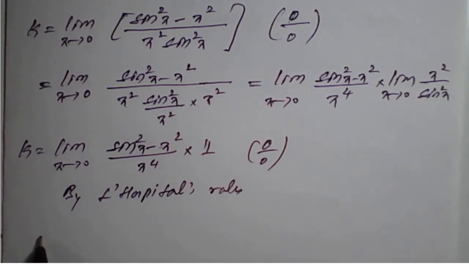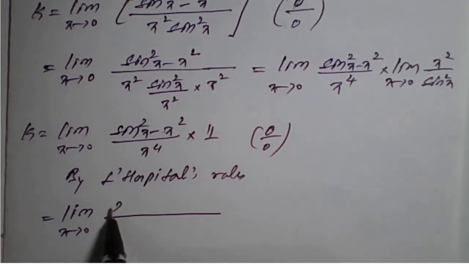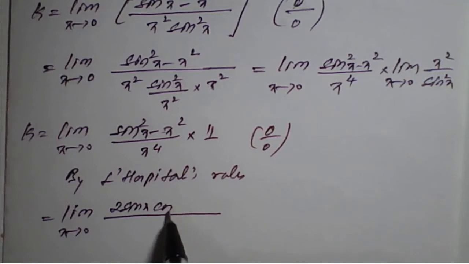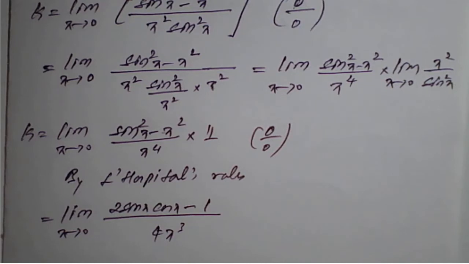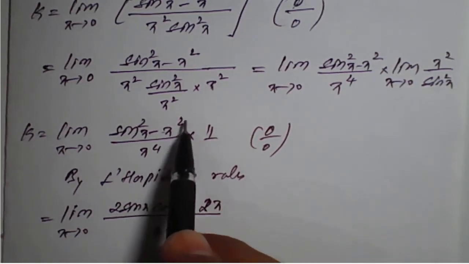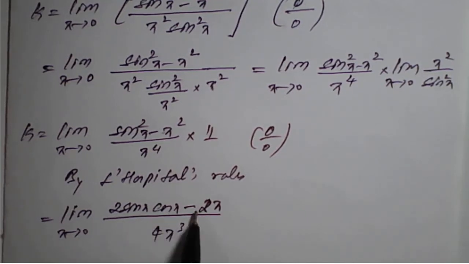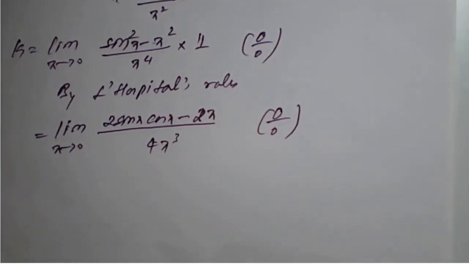differentiate the numerator and denominator separately. Limit as x tends to 0: the derivative of sine square of x will be 2 sine x into cos x, minus the differentiation of x square, which is 2x, divided by the differentiation of x raised to 4, which is 4x cubed. Now we check again. If I apply x tends to 0, sine 0 is 0, so 0 minus 0 is 0, 0 upon 0, again it is 0 by 0 form, so I can again go for L'Hospital's rule.